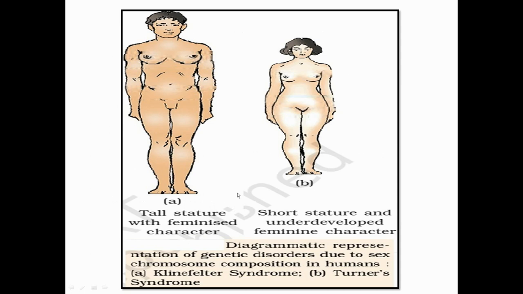Now you can compare the two situations, Klinefelter and Turner syndrome. Here, tall stature with feminine characteristics and gynecomastia are present. And in Turner syndrome, you can see the development of the ovaries is quite rudimentary, and the secondary feminine characters are also not well developed.